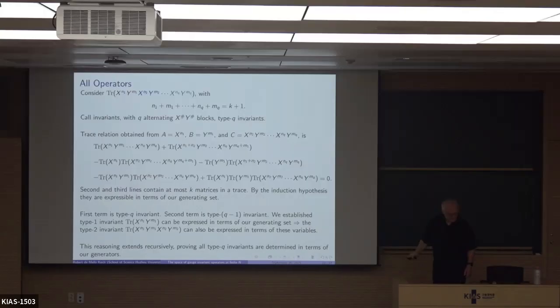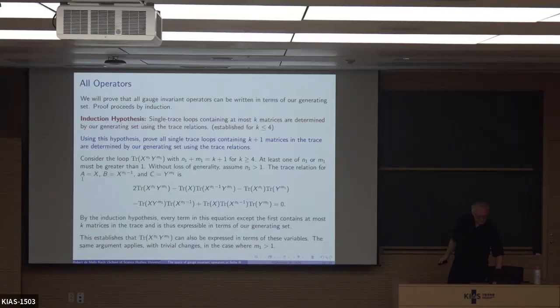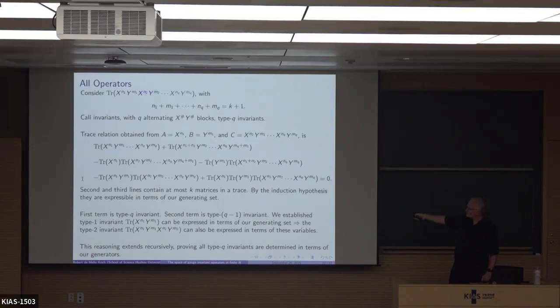But remember, I know how to write down the type 1 invariant. I already worked that out. So because I know how to work out the type 1, I know how to work out the type 2. But because I know how to work out the type 2, I know how to work out the type 3. So in fact, all gauge invariant operators in this 2-matrix model can be written in terms of our generating set. And we prove that, again, using the trace relations. Okay, one more example.